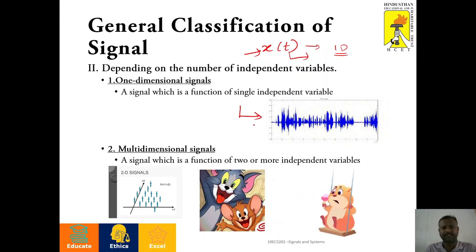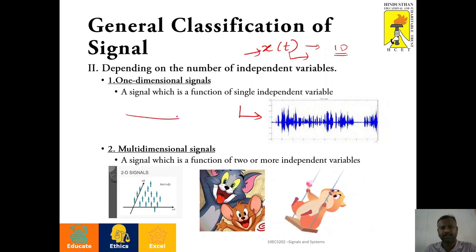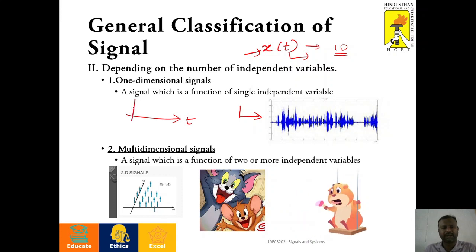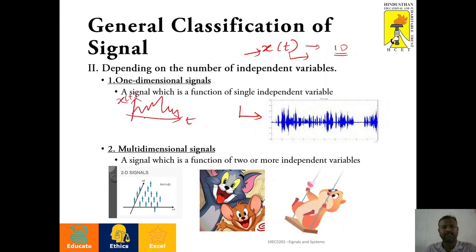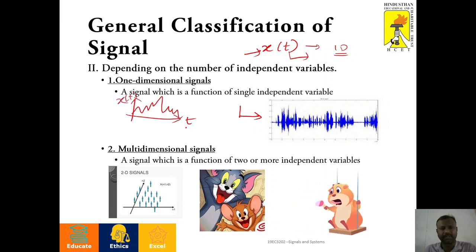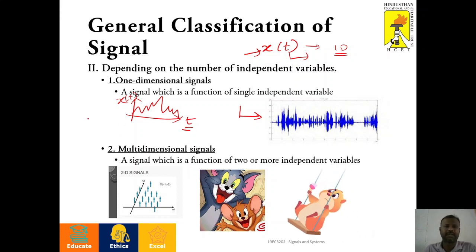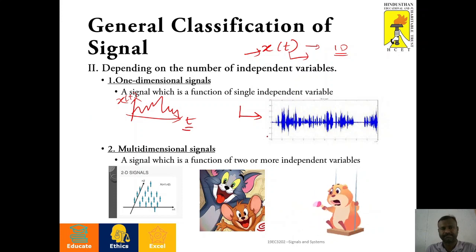An example of such a signal is given in this picture. Here in the x direction we have t, in the y direction we have the value of x. The amplitude of x varies with respect to only one independent variable t. Hence, such a signal is called a one-dimensional signal. If we have two or more independent variables, then such signals are called multi-dimensional signals.